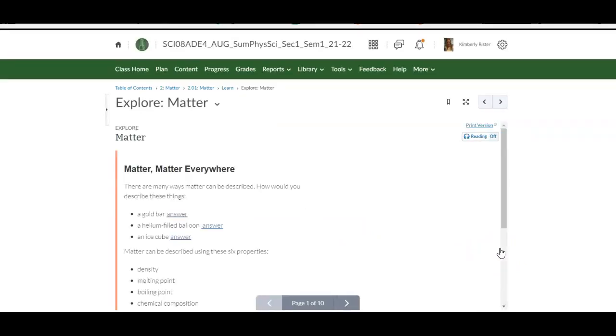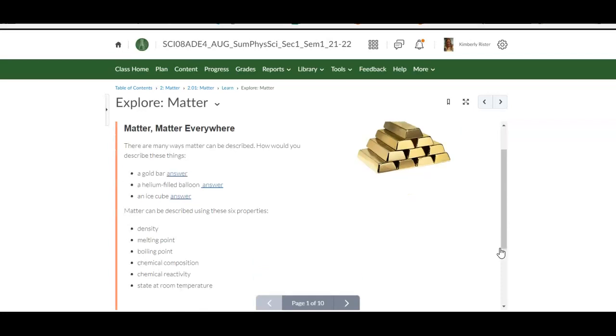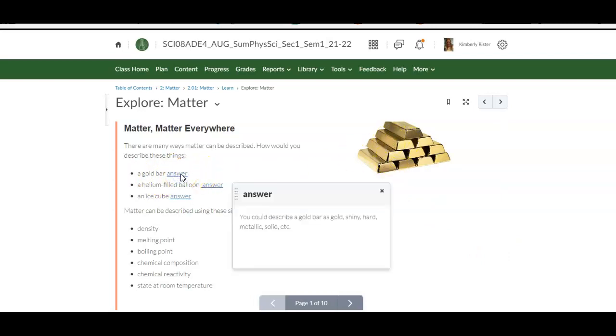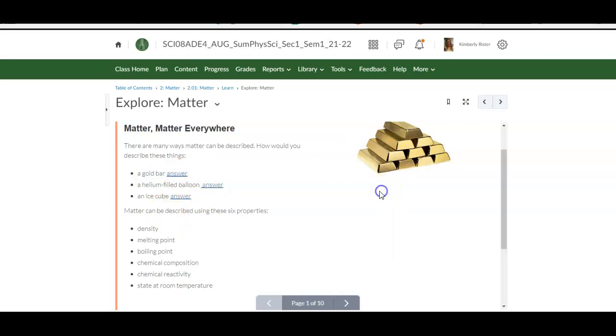All right, so we've got the scientific definition of matter. We found that basically anything that has mass and takes up space, or it has mass and volume. That's guiding question number 1. There are many ways that matter can be described. So how would you describe these things? A gold bar. So if we're looking at these bars here, you could say it's gold, it's shiny, hard, metallic, it's a solid, something like that.